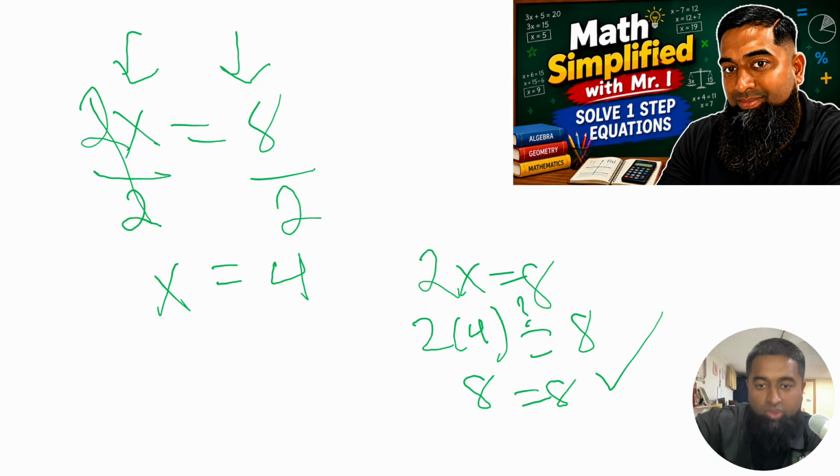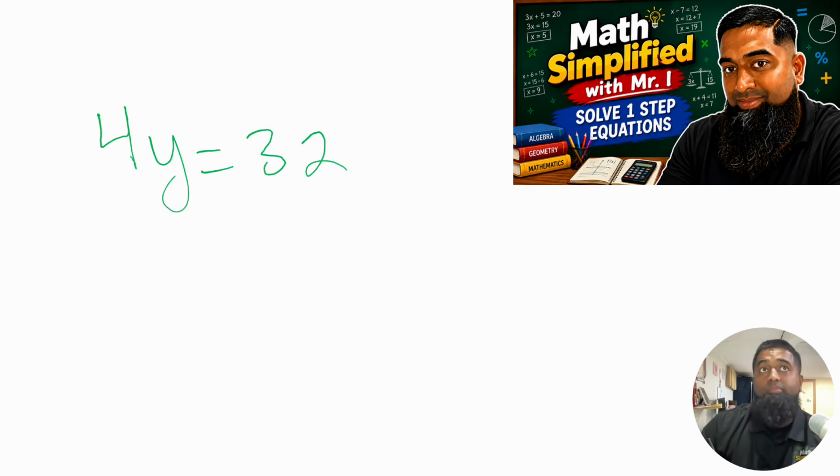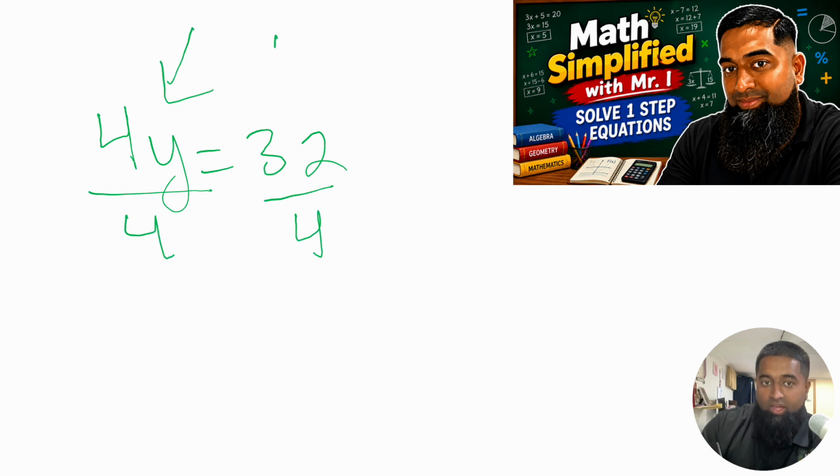Let's do another one with the multiplication, right? And you do the opposite, division. So let's say we had 4y equals 32. Pause the video, you do it. Unpause. So now if you're multiplying by 4, you divide by 4 on both sides, okay? Again, equal sign, on each side you have to do it. This goes away.